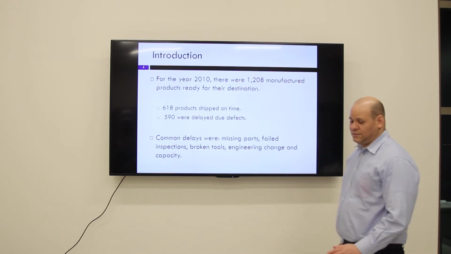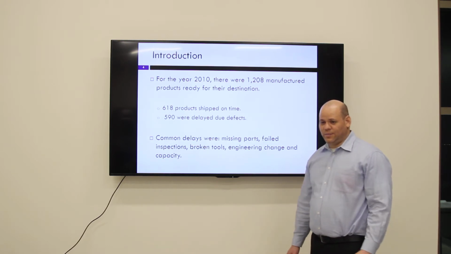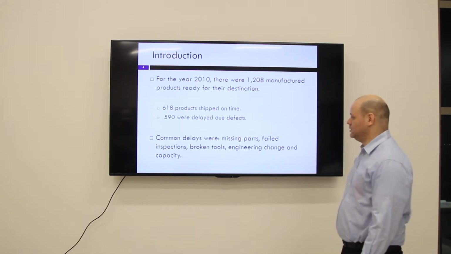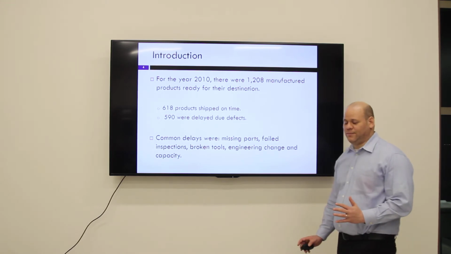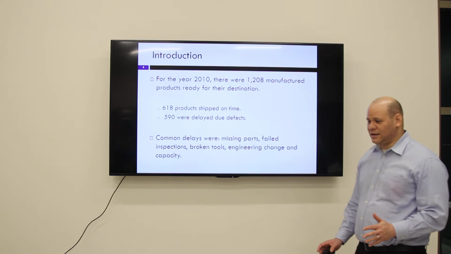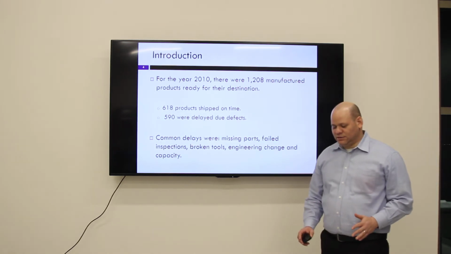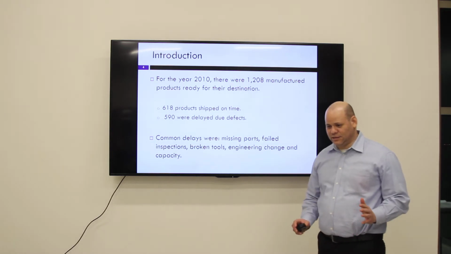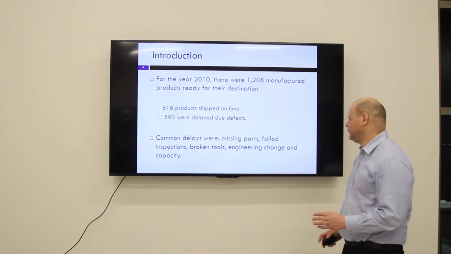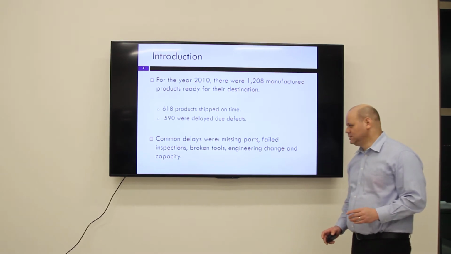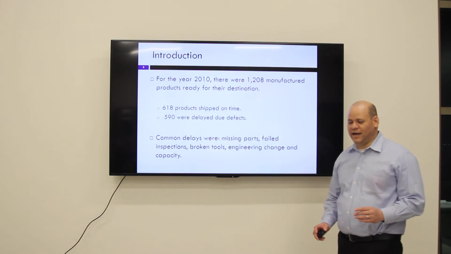For the year 2010, there were 1,208 manufactured products that were ready. Only 618 products were shipped on time. 590 were not due to defects. We were able to find out the common delays that we had during 2010 were missing parts, failed inspections, broken tools, engineering change, and capacity.